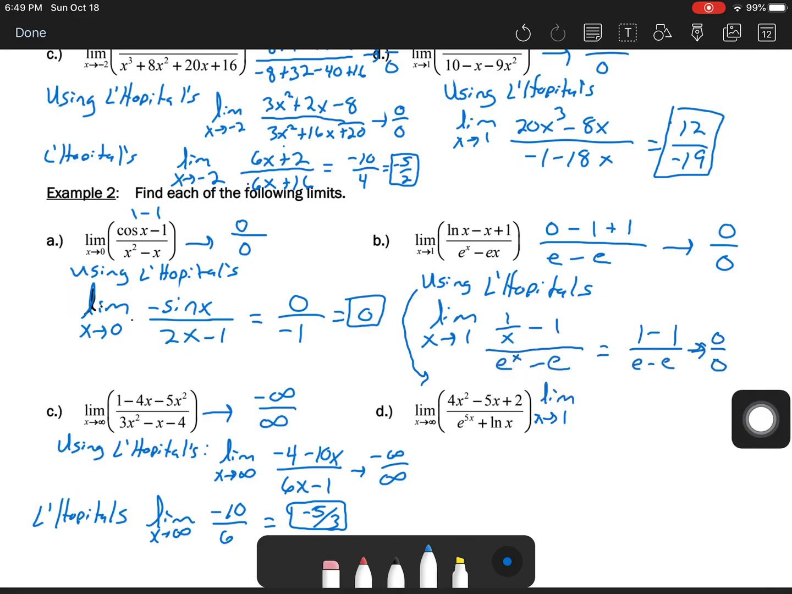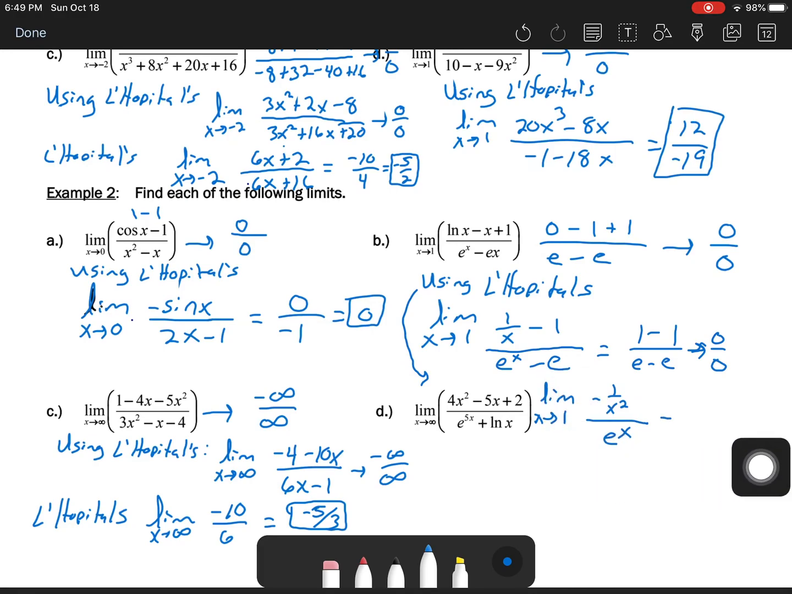So the derivative of 1 over x would be negative 1 over x squared. And then the minus 1 is going to disappear because that's a constant. And the derivative of e to the x in the bottom is e to the x. The derivative of this e is 0 because that's a constant.